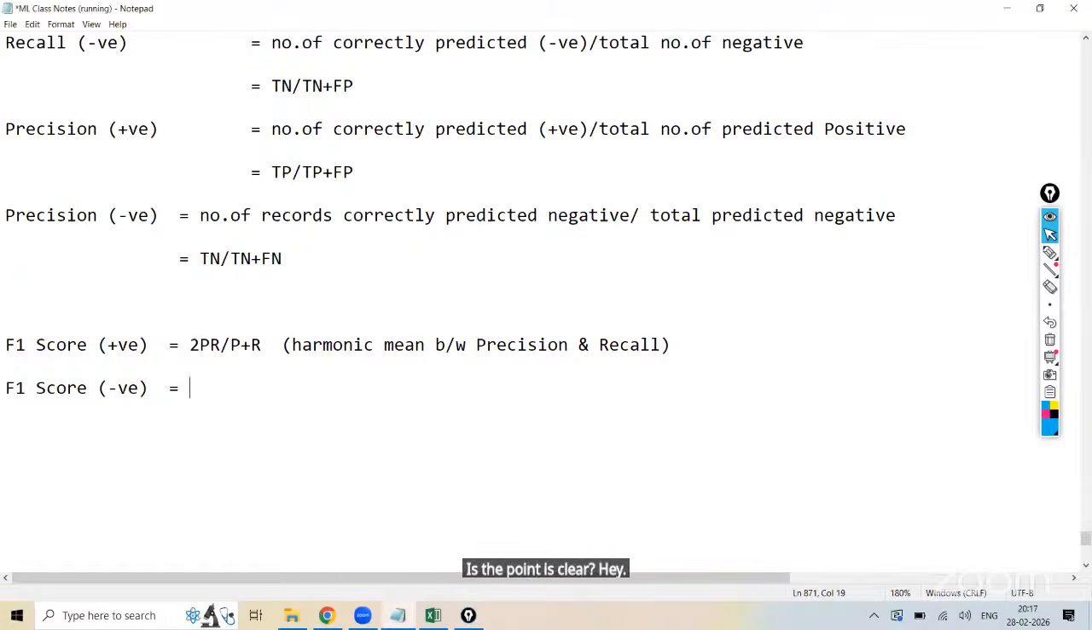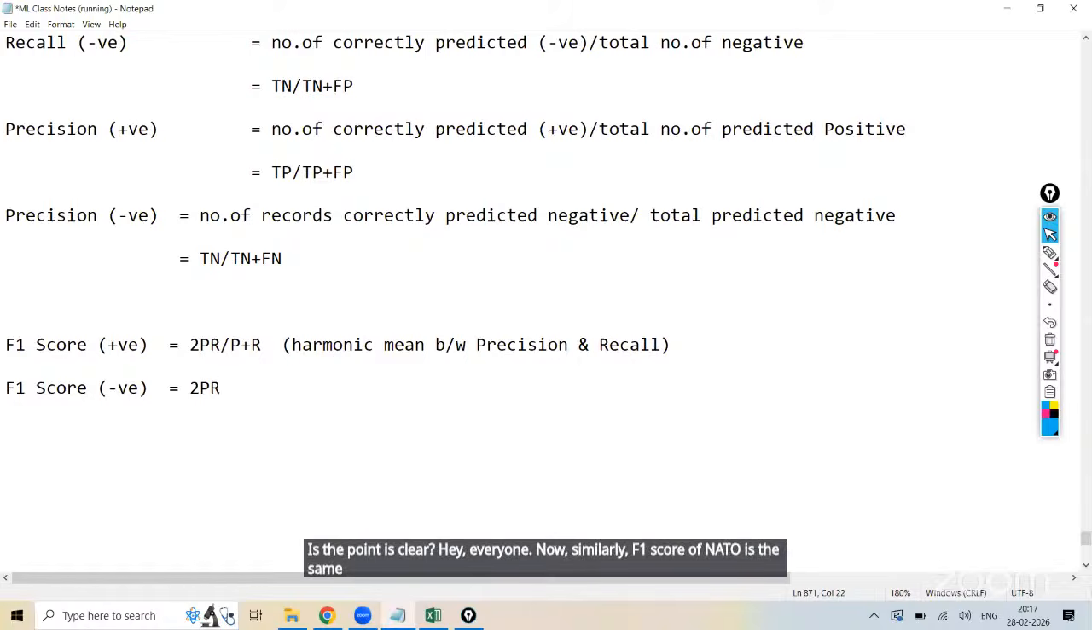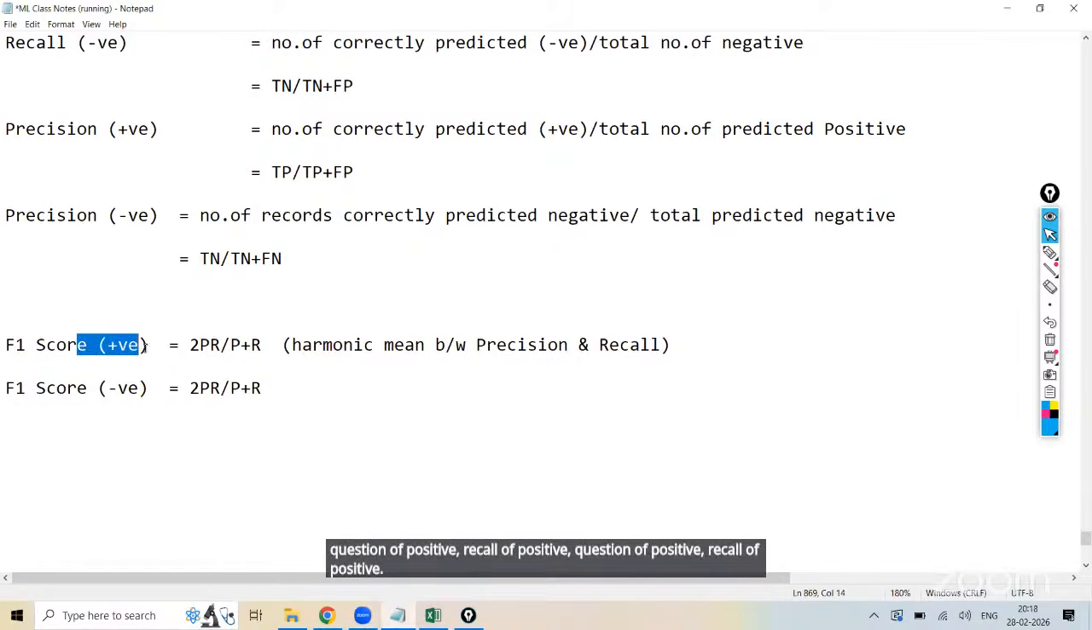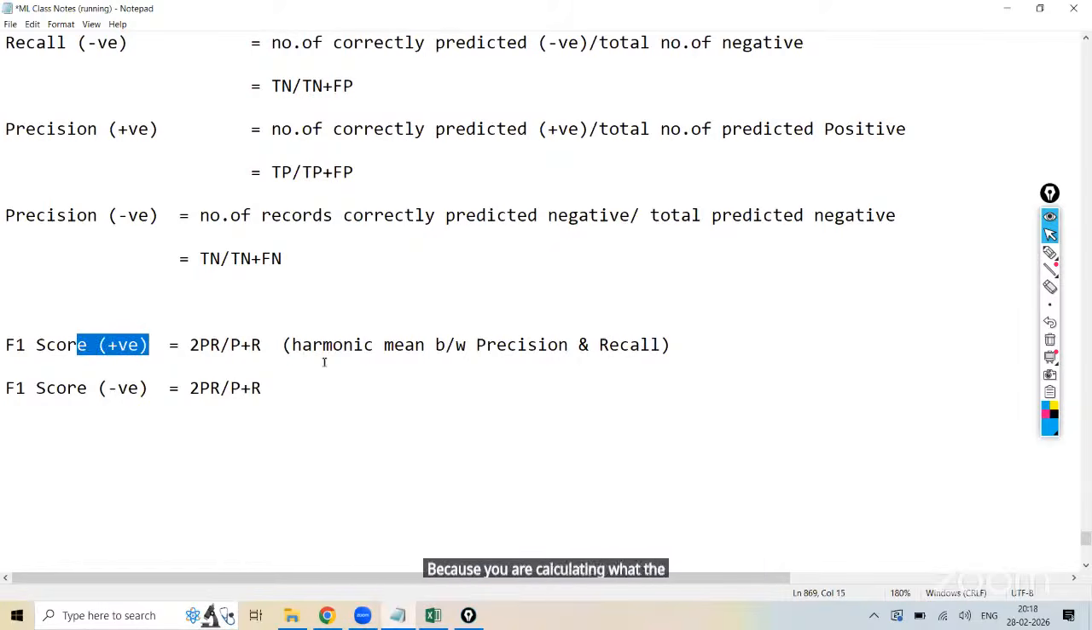Now similarly, the F1 score of negative is the same: 2 into precision into recall divided by precision plus recall. The only difference is, when you are working with the F1 score of positive, you have to take precision of positive and recall of positive, because you are calculating for the positive. When you are calculating for the negative, you have to calculate for the negative.